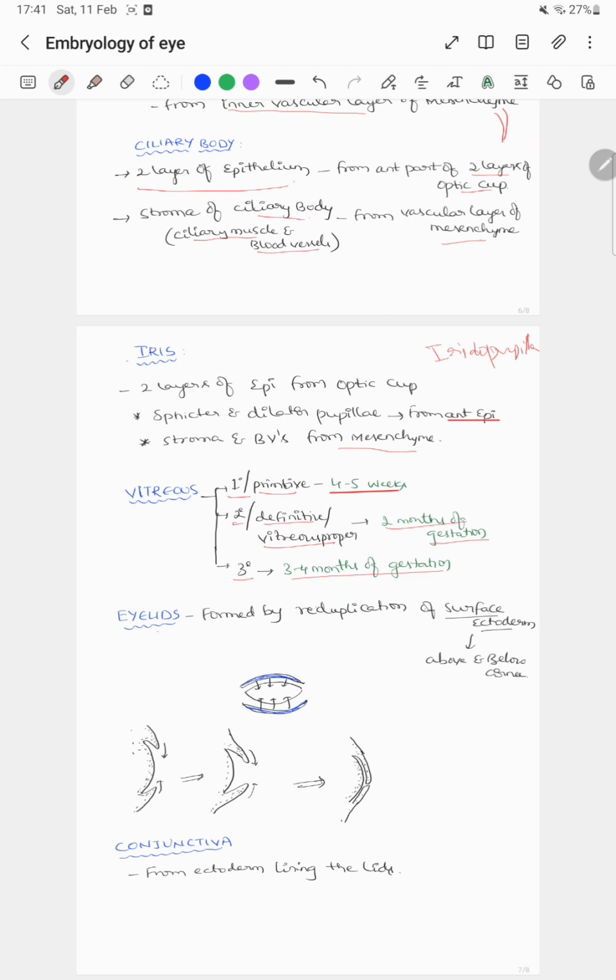Eyelids are formed by reduplication of surface ectoderm above and below the cornea, and they come closely in contact, and thus closure of the eyelids takes place. Separation of the eyelids takes place after the 7th month of intrauterine life, that is gestation, and the conjunctiva is formed from ectoderm, and it totally lines the lids and the globe of the eye.